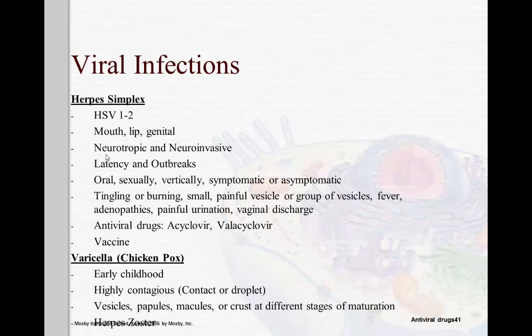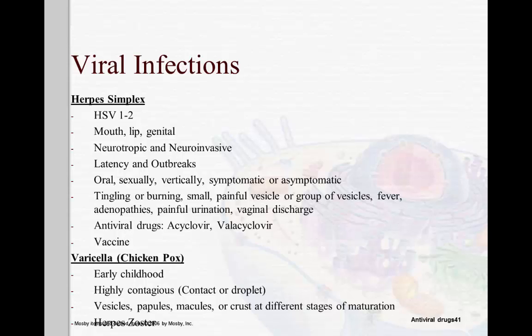And so basically, what would the patient feel? They will feel a tingling or burning sensation first as a prodrome, and then the appearance of small painful vesicles, single or in a group, associated with adenopathies. It could have low-grade fever, low-grade leukocytosis, and if it's genital, it could be associated with painful urination or dysuria, and also vaginal discharge. It's treated with antivirals.